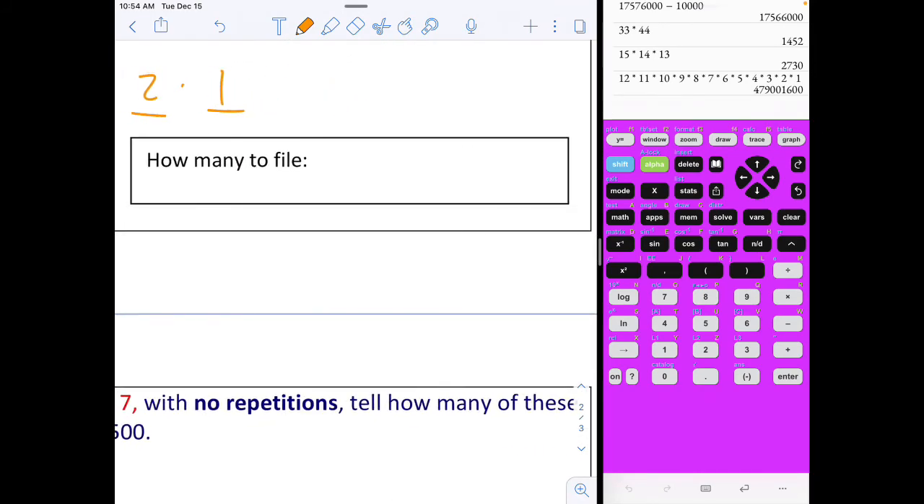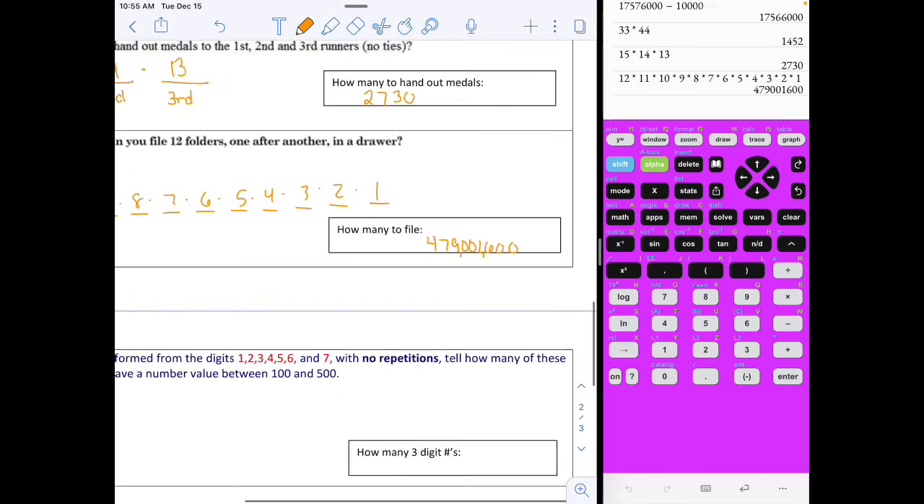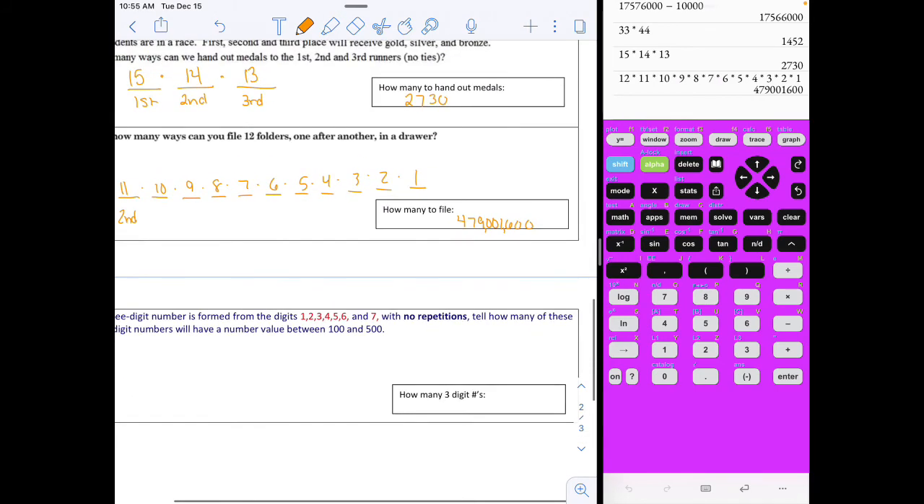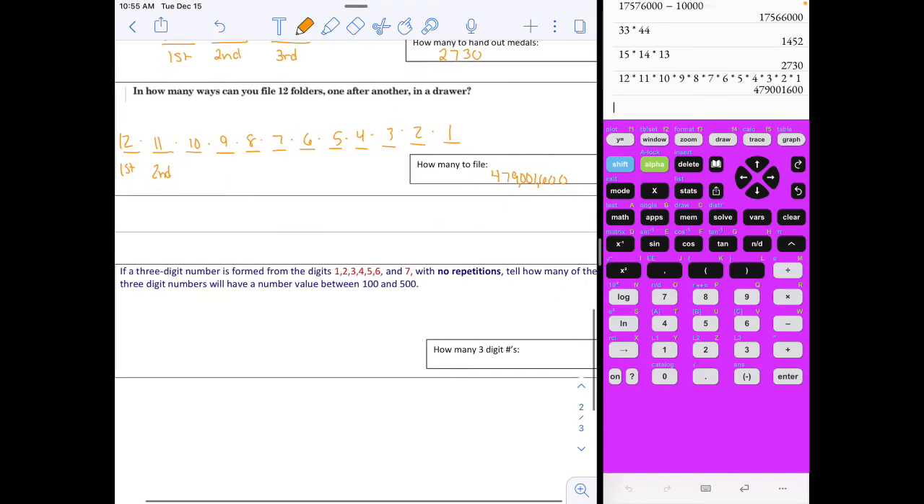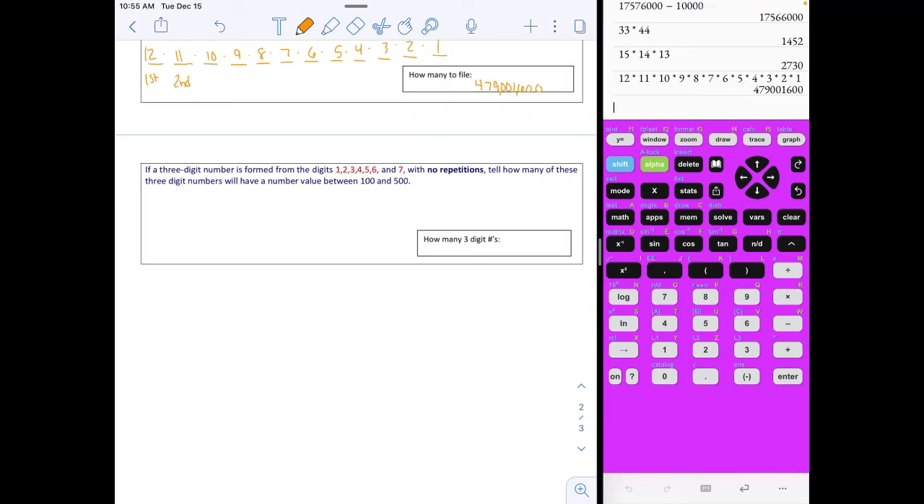So let's write the digits down. 479001600. Holy cow. So there's almost half a billion ways to put away 12 different folders. That's nuts. That's the same, by the way, if I had 12 students and I wanted to line them up for a picture. That's how many different ways I can line up 12 students. It's crazy.